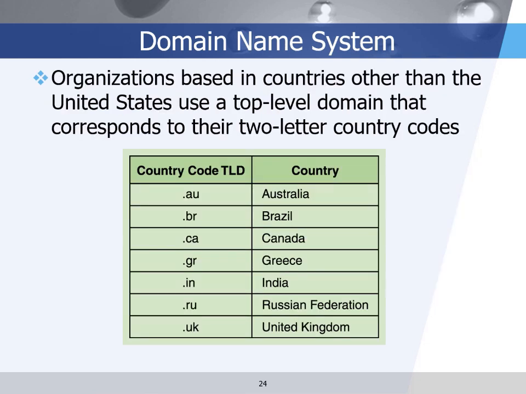And the organizations based in countries other than the United States use a top-level domain name that corresponds to their 2-letter country codes, like .au means Australia, .ca means Canada, and .cn means China. So for a university in China, you can use .edu.cn as your domain name.